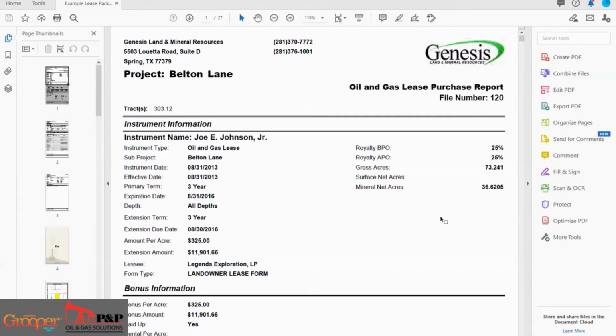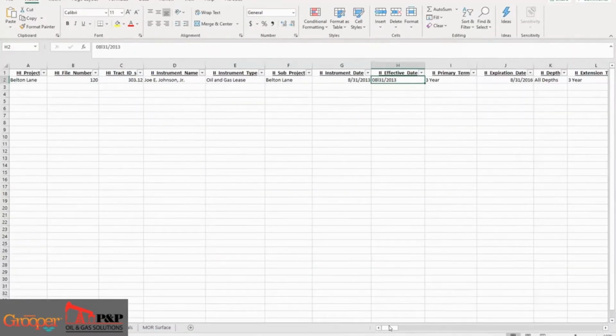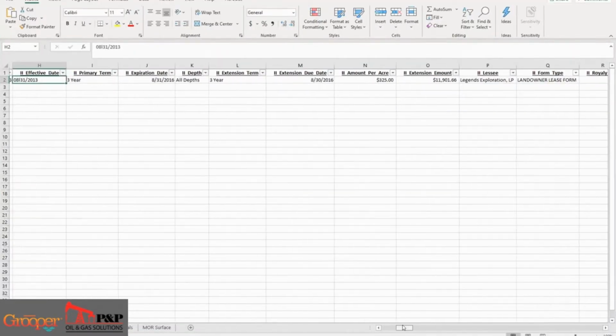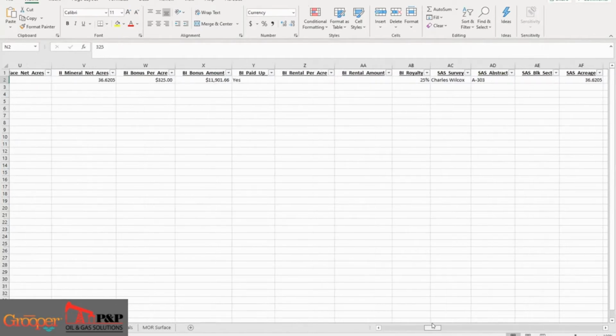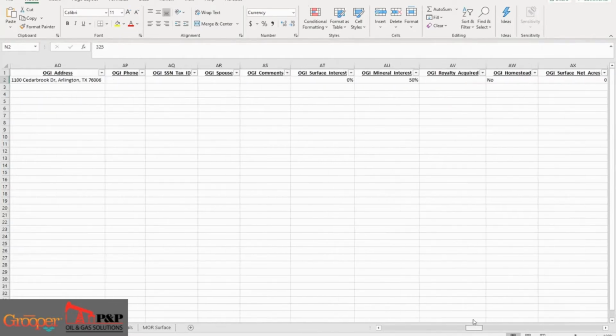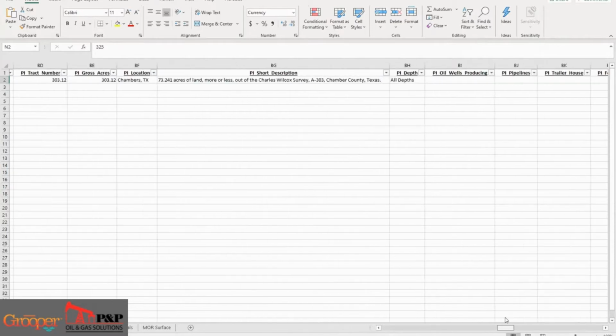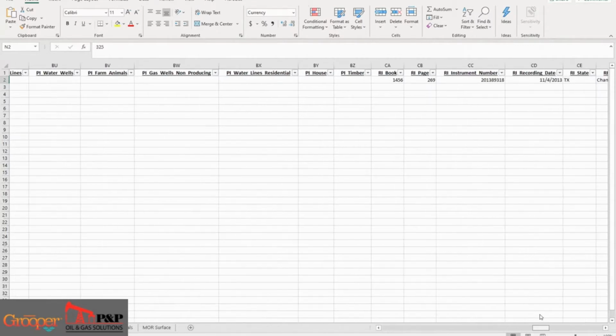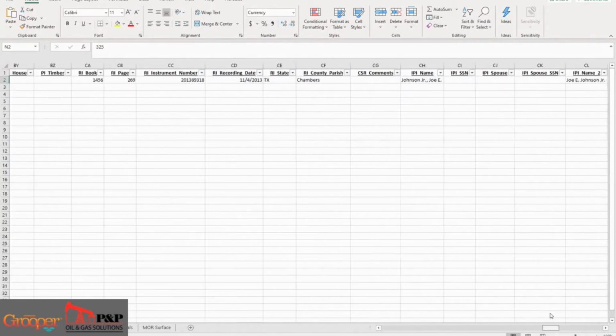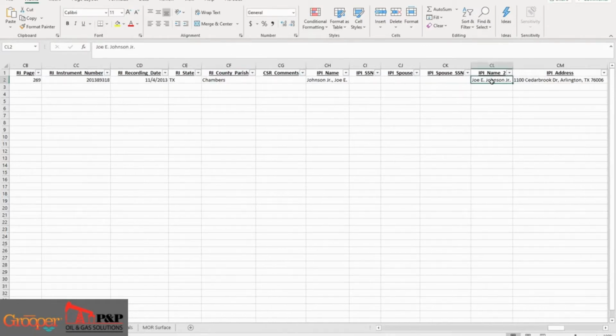Last time we took that LPR and that MOR and made this spreadsheet right here, where we pulled out a whole lot of information: the extension due date, the amount per acre, bonus amounts, royalty percentages, location information, and whether certain clauses the landman thought were important were there. You'll see a lot of blanks because there was not a producing well on there. There are no residential water lines on this property, that kind of thing. Who the lease is with, Joey Johnson Jr., and their address, for example. So we created that spreadsheet.